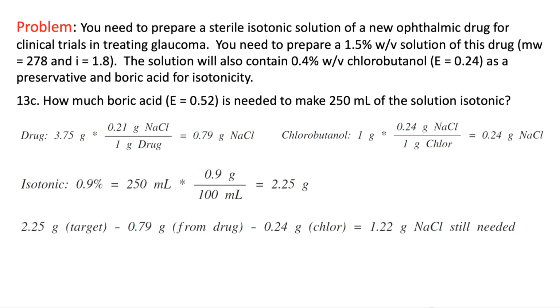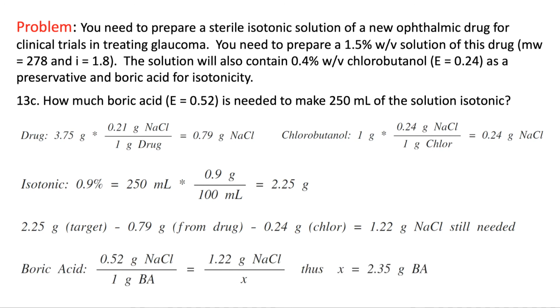So let's take that and then subtract the amount we're getting from my drug, which we said was 0.79 grams. Then also subtract the amount coming from the chlorbutanol, which we said was 0.24 grams. And what we've determined is that I still need the equivalent of 1.22 grams of sodium chloride. What am I going to use to get that? Well, I'm not going to use sodium chloride. In this question, we were told to use boric acid.